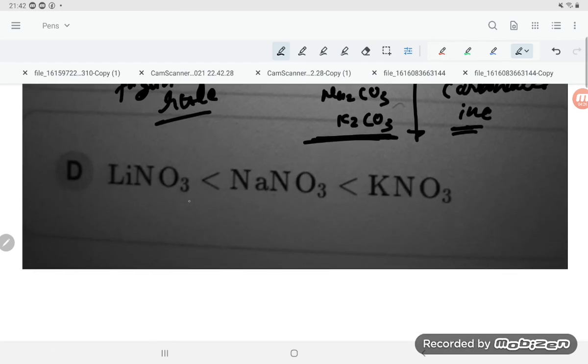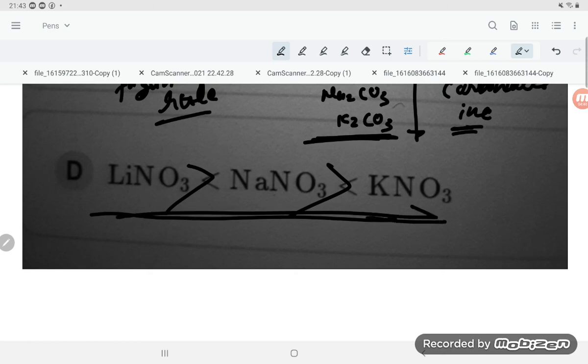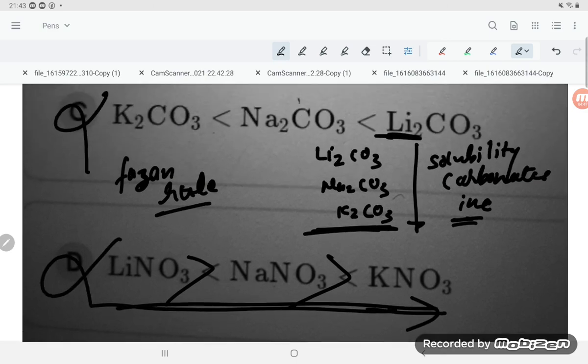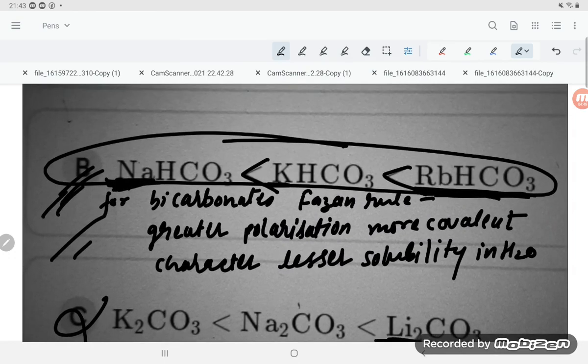Last one: lithium nitrate, sodium nitrate, potassium nitrate. This is also the wrong order, students. The solubility order for lithium nitrate, sodium nitrate and potassium nitrate will be this order. So all of these are wrong, and our required answer is option B.